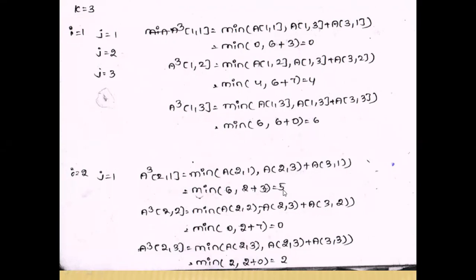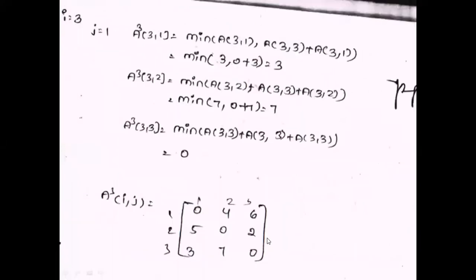So the difference from the previous one is only the 2 1 value, which is 5. Next 0 2, okay, 5 0 2. Next for i equal to 3, for j equal to 1 to 3, here 3 3. Next we are calculating 3 7 0. So totally 3 values, that is 3 7 0. A cube means find the shortest path from i to j through intermediate vertex 3.